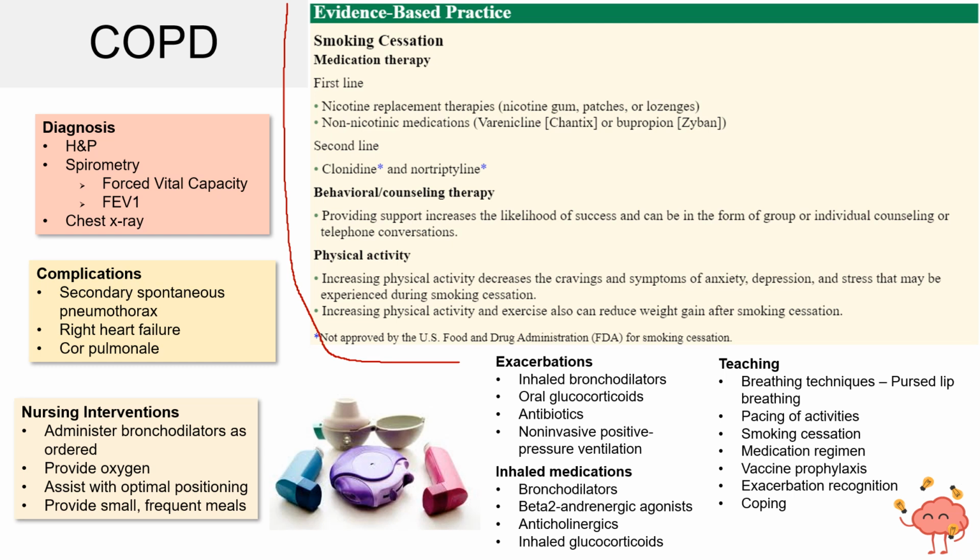And then up here, this is from your textbook, smoking cessation. The reason why we're emphasizing smoking cessation is because it is so important for any type of respiratory condition, but especially these that are directly a result from smoking, like COPD. Okay, so medication, first line, we're going to have nicotine replacement therapies. Then we have non-nicotinic medications. So we're going to try to give them a patch, gum, lozenges. A lot of these are over the counter. Second line will be clonidine and nortriptyline, not as common, but if they're having a hard time, then we're going to try that. Behavioral counseling therapy and physical activity, if the patient is able to.